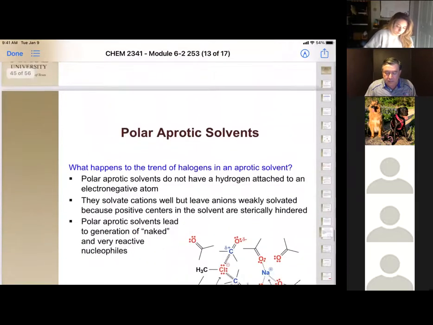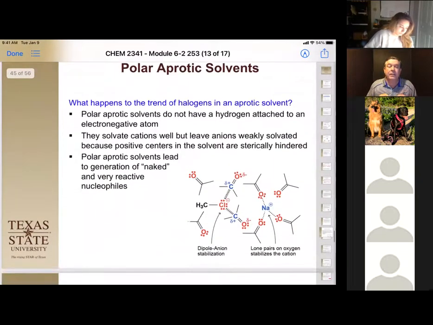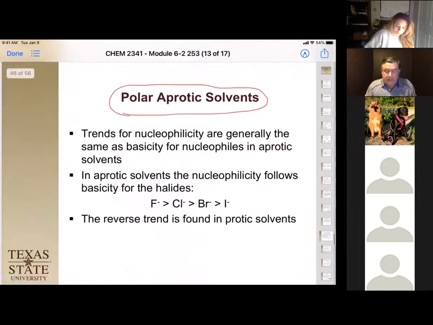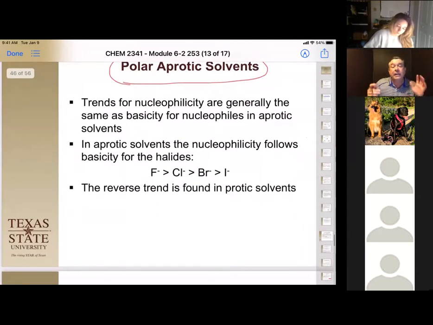But in the case of polar aprotic solvents, fluorine is more reactive because fluorine is less tightly bound, and therefore it makes it much more of a negative charge that is more likely to react. It's less supported by the solvent, so it's actually more nucleophilic, okay? So in the case of these polar aprotic solvents, fluorine is more reactive than chlorine, chlorine is more reactive than bromine, bromine is more reactive than iodine.